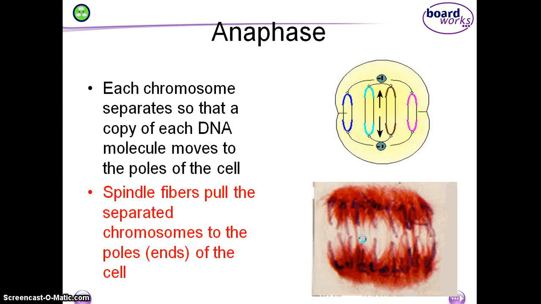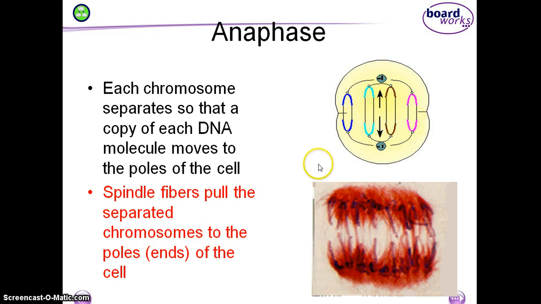And then we have anaphase. So the cell needs to eventually split into two, right? So we need to move equal amounts of chromosomes on each half of the cell. So in anaphase, the chromosomes get pulled apart. So that's what's being represented here in the diagram. The chromosomes are being pulled apart from one side, and this one's going to the other side.